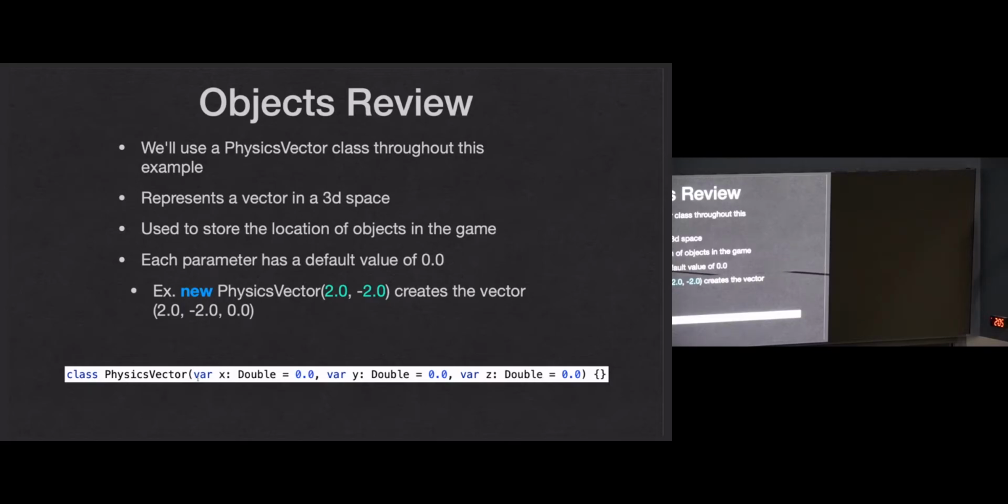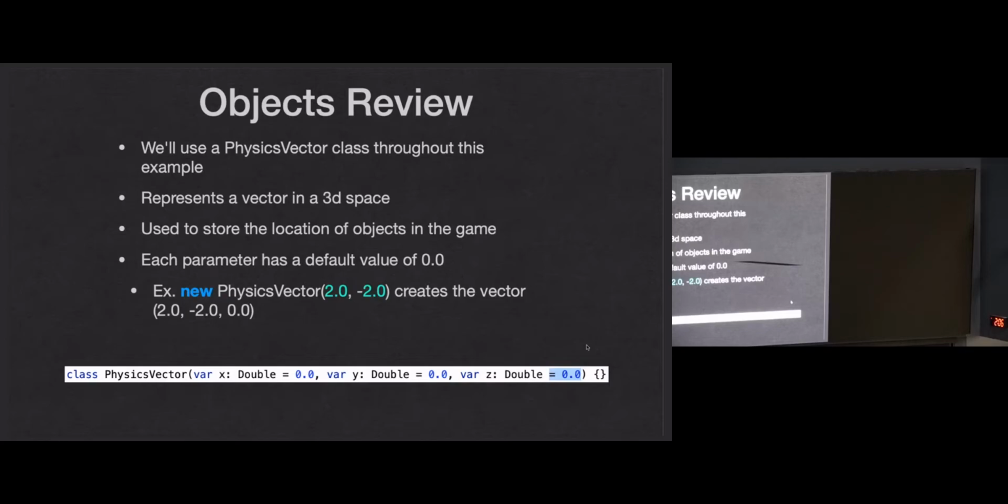So the constructor of physics vector is going to have these equal zeros for each parameter, which means if you don't specify all three parameters, the ones that you don't specify will get their default values. So when I say new physics vector of 2, -2, but the constructor takes three parameters, this usually shouldn't be allowed. You should get an error that says, hey, you didn't give me 3 parameters, you only gave me 2. In this case, x is going to get 2.0, y is going to get negative 2.0, and then z, there's no argument for z, so z just gets its default value of 0.0.